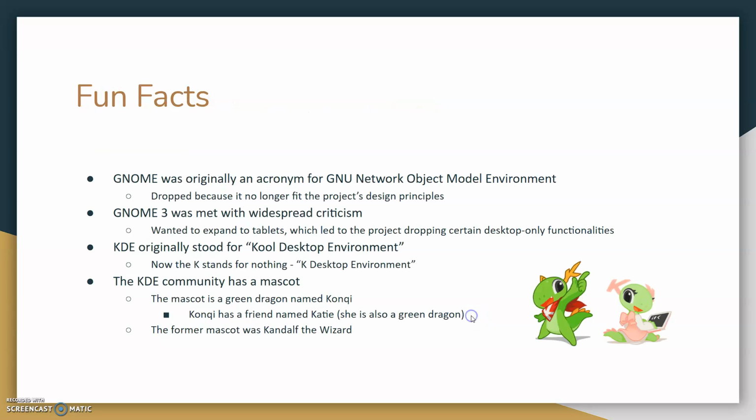Some fun facts about the two: GNOME was originally an acronym for GNU Network Object Model Environment. It was dropped because it no longer fit the project design principles. GNOME 3 met with some widespread criticism. It wanted to expand to tablets, which led the project to drop certain desktop-only functionalities.